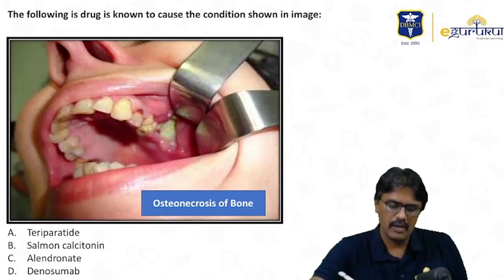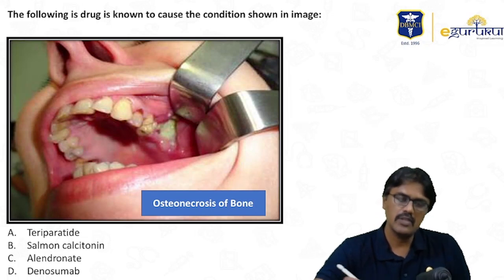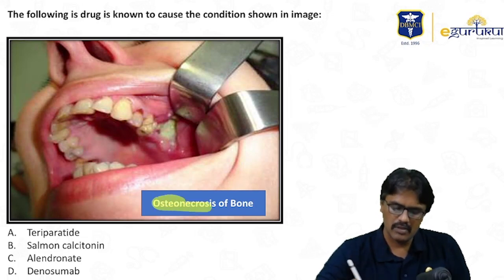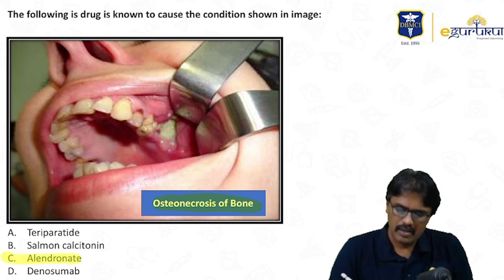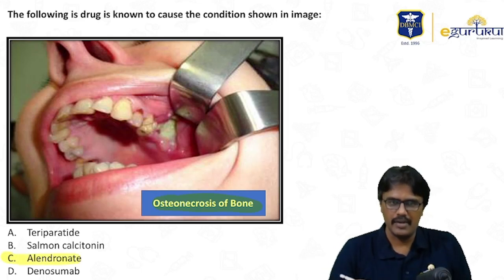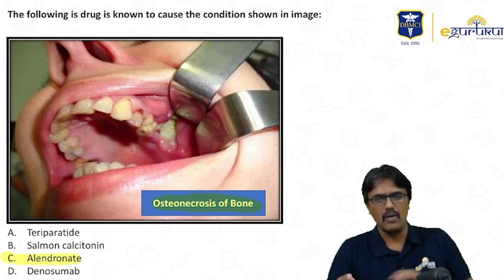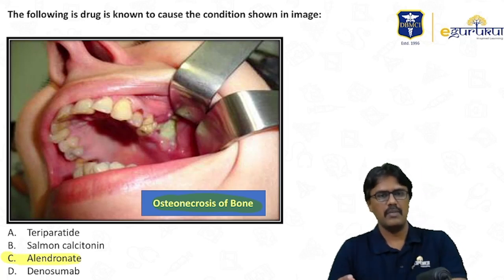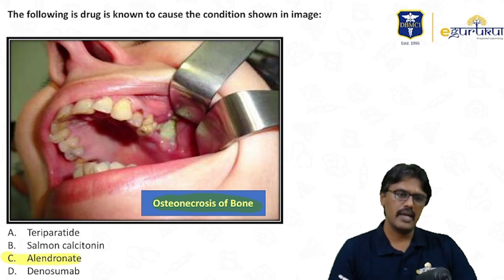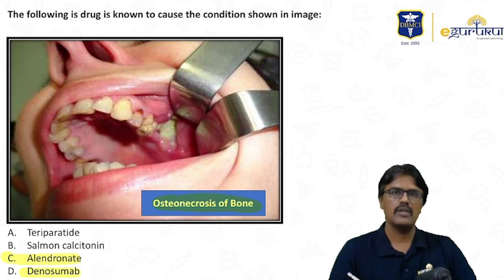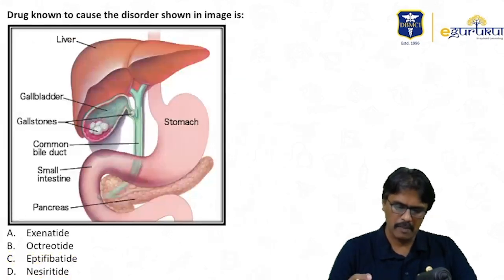So the following adverse effect shown in the image is caused by which one? This is osteonecrosis of bone, particularly the jaw bone, and that is caused by a bisphosphonate called alendronate. Teriparatide is the only anabolic agent used for bone formation. Salmon calcitonin is a highly potent drug used for hypercalcemia. Denosumab is against RANK ligand, which is used in osteoporosis.